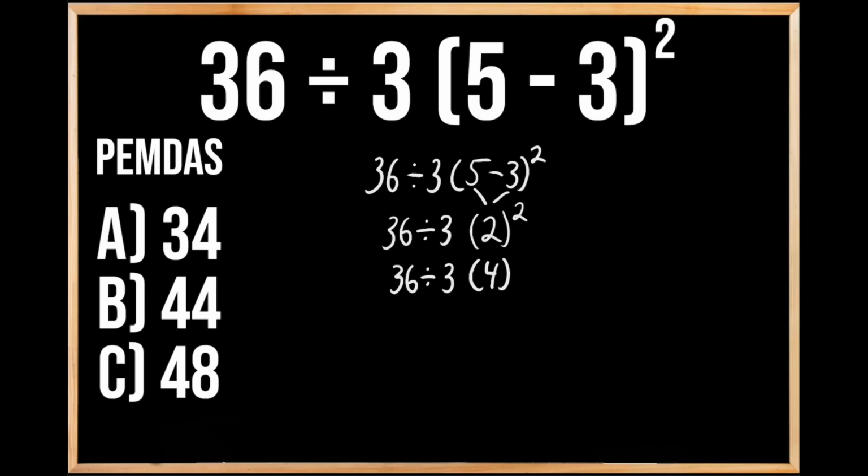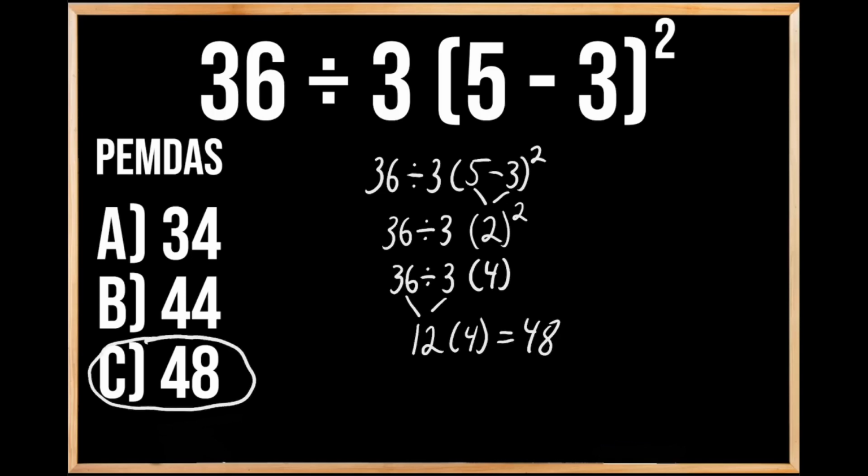So first, we're going to divide 36 by 3, which we know gives us 12. So we're going to write the 12, and then we have parentheses 4. And since we have a parentheses here with no other operation between that, that means we're going to be multiplying 12 times 4, because the parentheses here with nothing between it means multiplying. And when we multiply 12 times 4, we get 48. So our answer is C for 48.